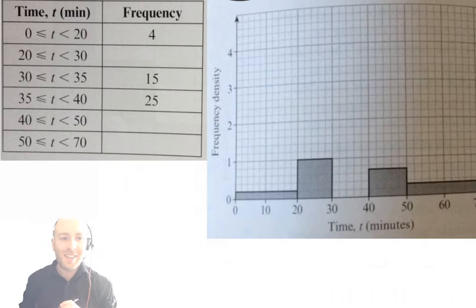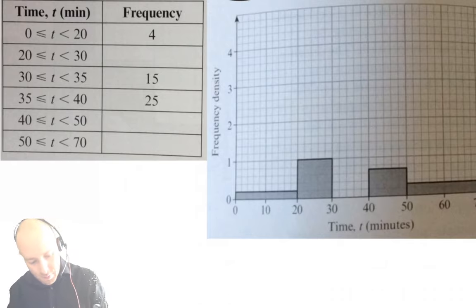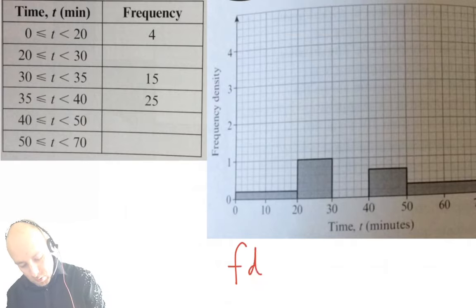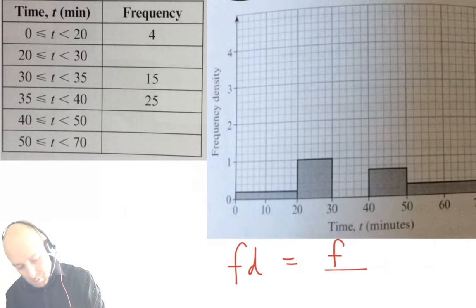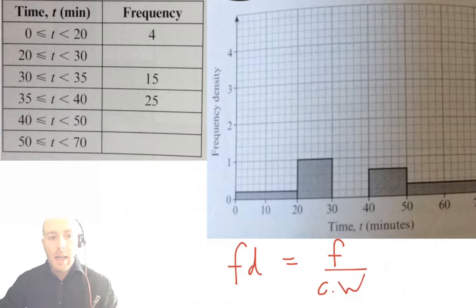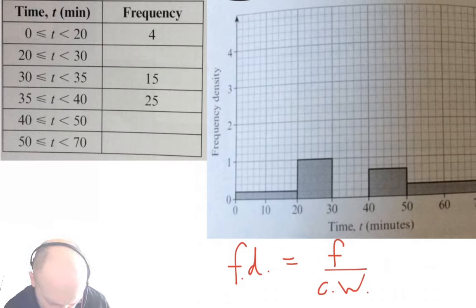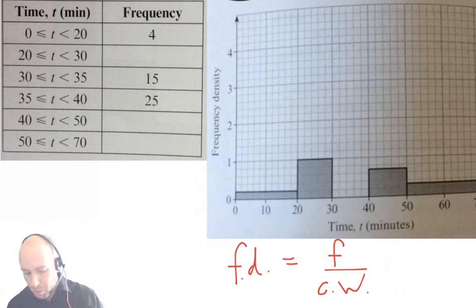I actually forgot to write down half these, so I only know a few of them myself. So let's have a look through. And remember, the equation we need to use is frequency density, FD, equals F over CW. So class width and frequency density there, a little condensed version of the equation. So for our first bar, 20 to 30, let's have a look. I would say our frequency density there goes up to, what's that, 1, 2, 3, 4, 5, 0.2.